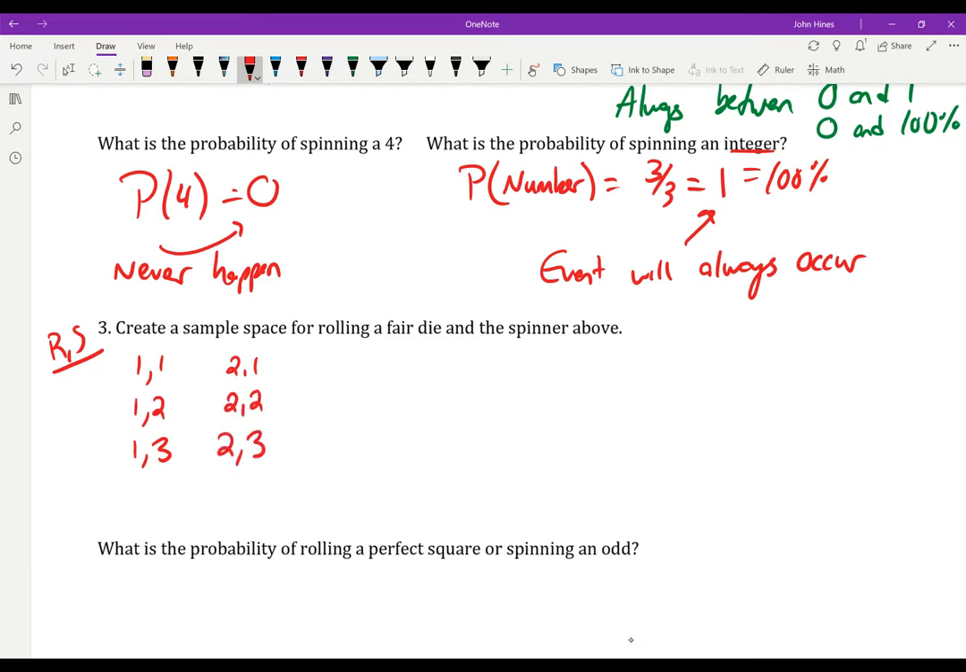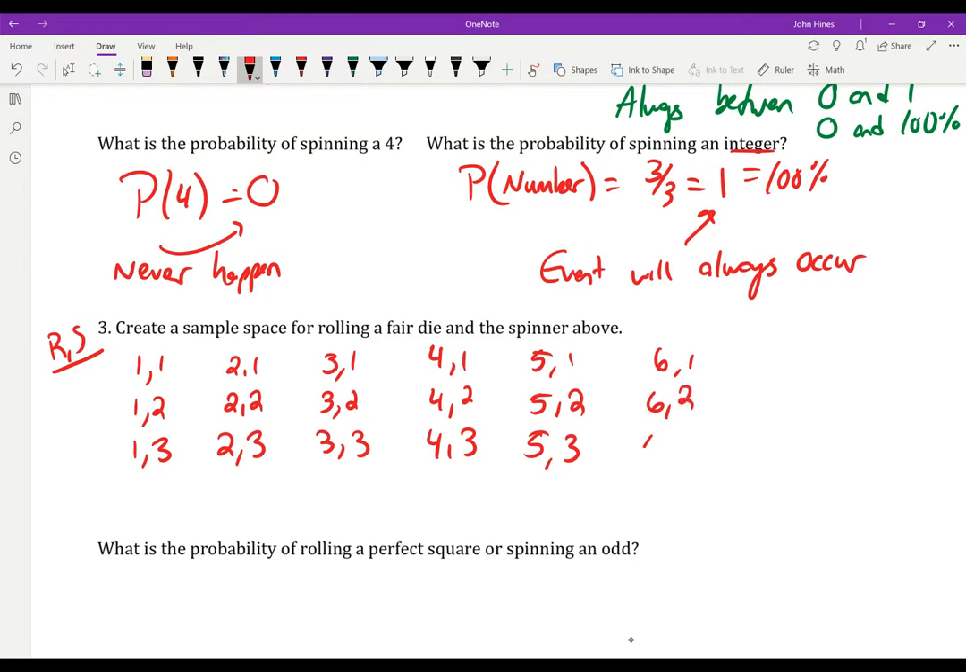And remember, when I roll a die I have 6 sides, so I have to do this all the way up until 6. So I'm just going through all the possible outcomes in a methodical way. First, I'm going through what happens if I roll a 1? I could spin a 1, 2, or 3. If I roll a 2, I could spin a 1, 2, or 3. I'm going through all the different outcomes in an organized way.